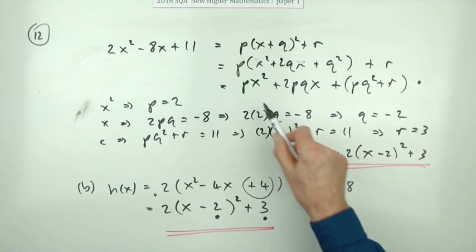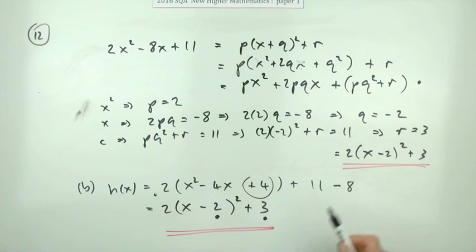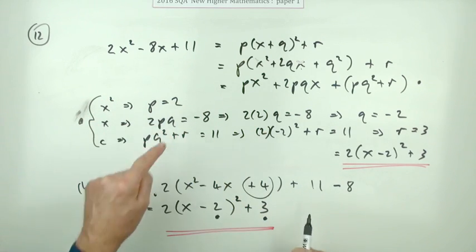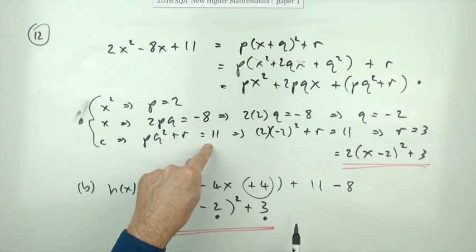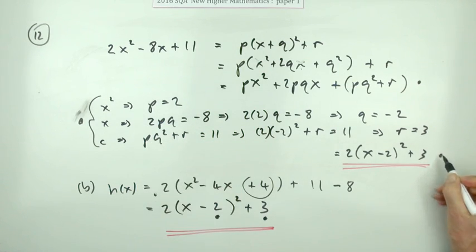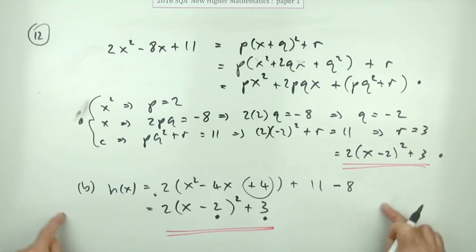Now, doing it this way, you had to go through all of that to get the first mark. You don't get the second mark until you've equated all three coefficients. That being 2, that being negative 8, and that being 11. And then you don't get the third mark until you've worked them out and written it in the required form. So you're much better off doing it this way.